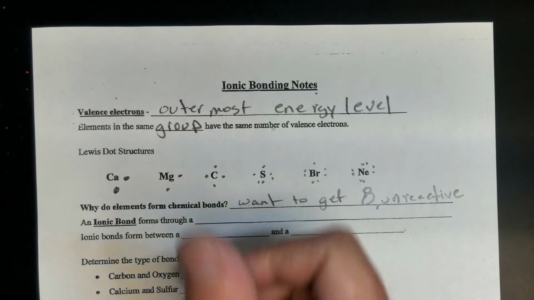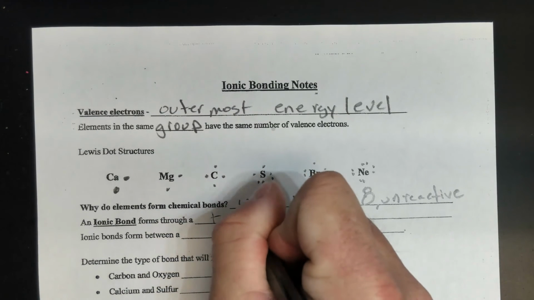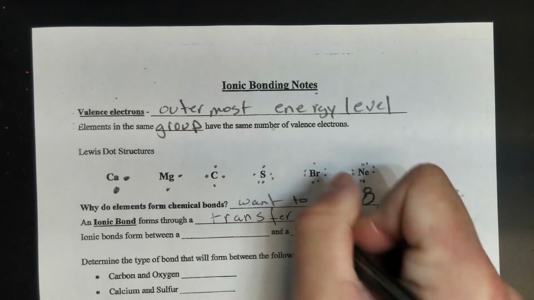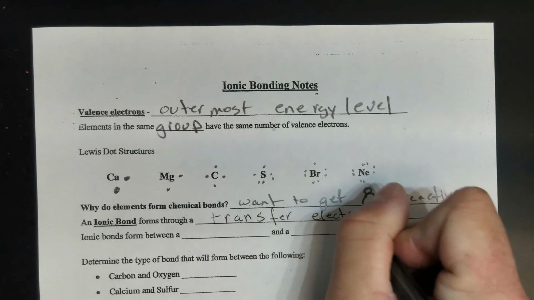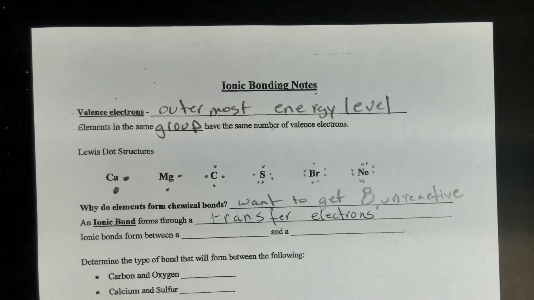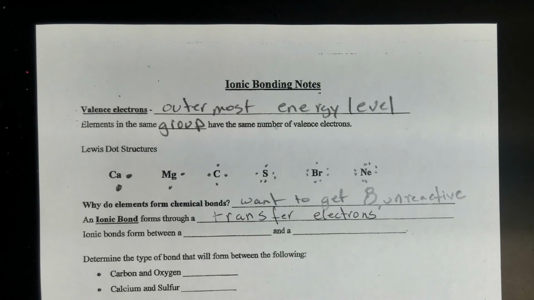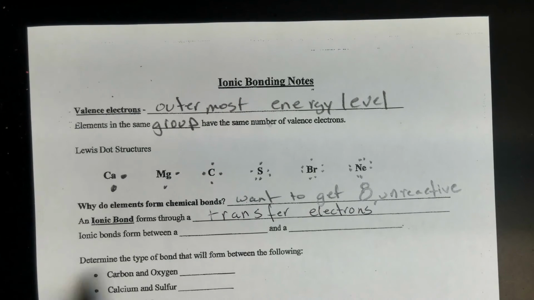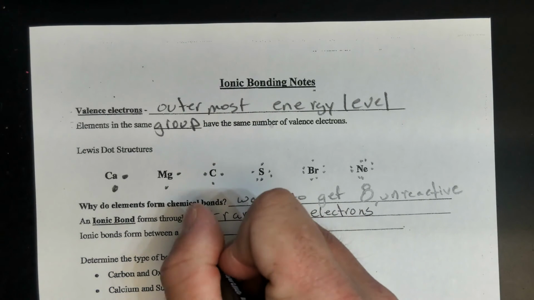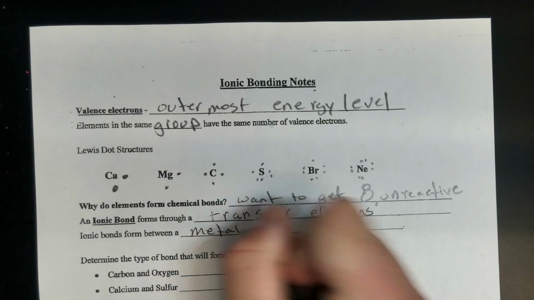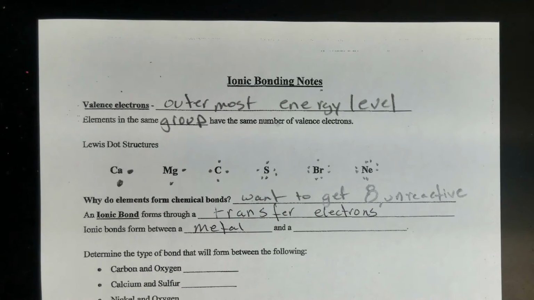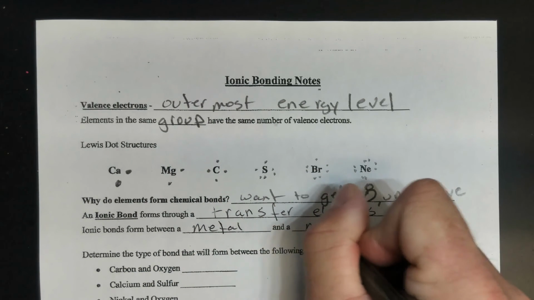So ionic bonds form through what's called a transfer of electrons. Either Thursday or Friday, I'll put up your covalent notes. Covalent is the sharing of electrons, whereas ionic is the transfer of electrons. So ionic bonds form between what's called a metal, which is to the left of the stair step on the periodic table, and a non-metal.